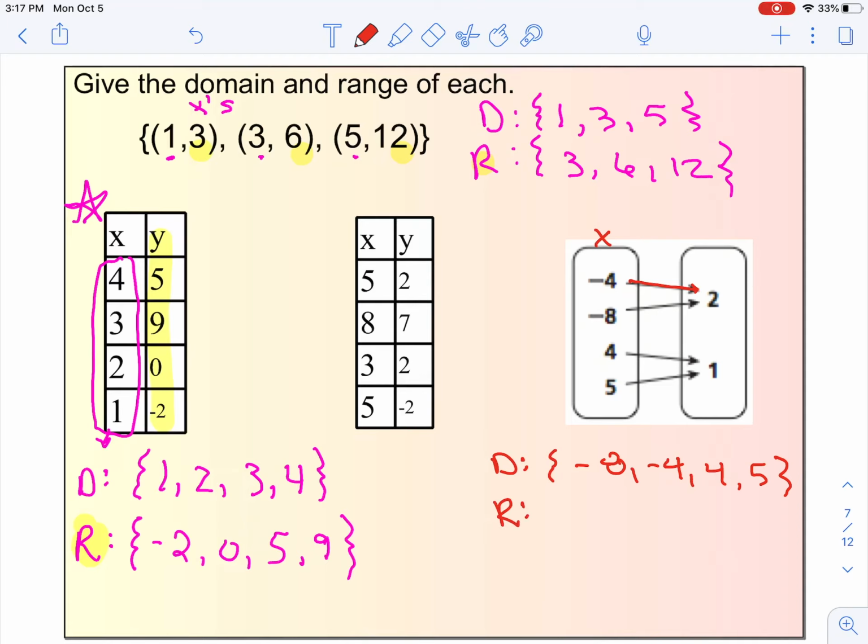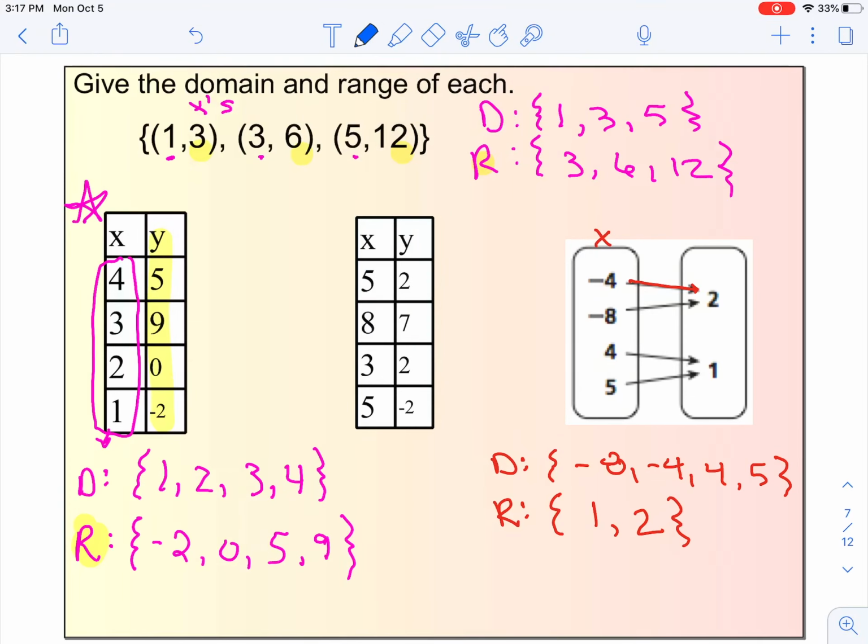Our range is our y values. That's what comes out. You put in a -4, out comes 2. You put in a -8, out comes 1. So 2 and 1. But again, we try to write them in order if possible, from smallest to largest. Now, we don't list the values more than once. We only need to list them one time, even if they appear 5 times.